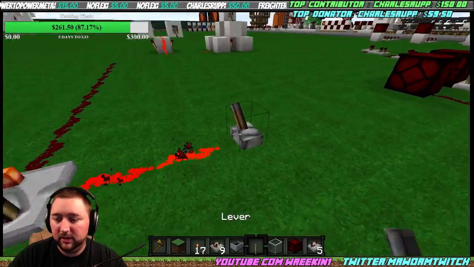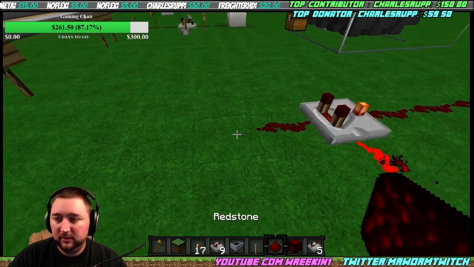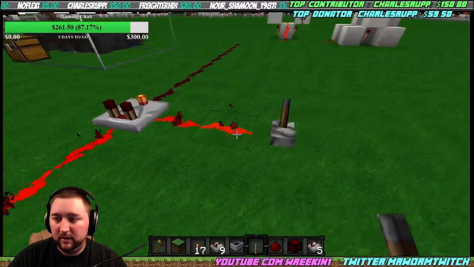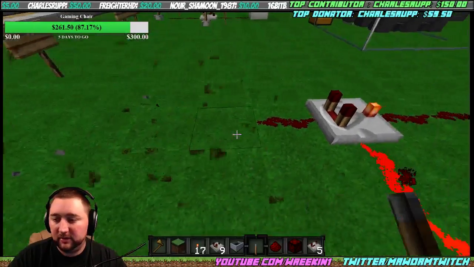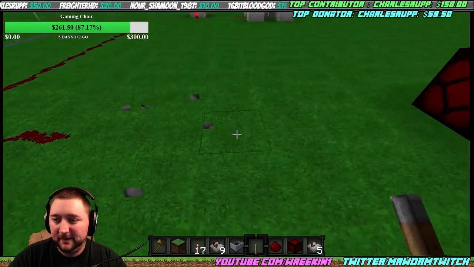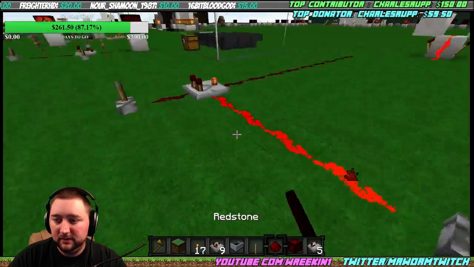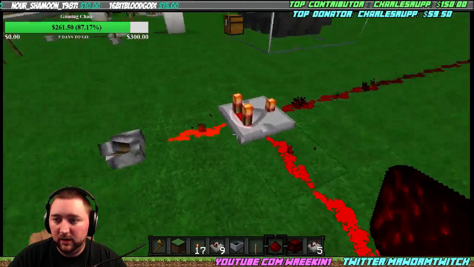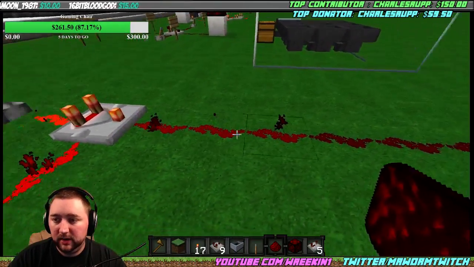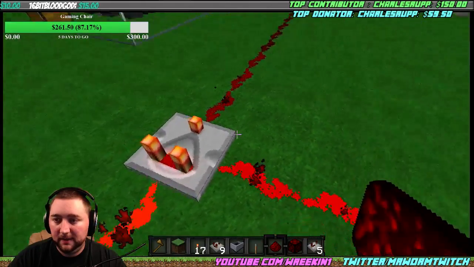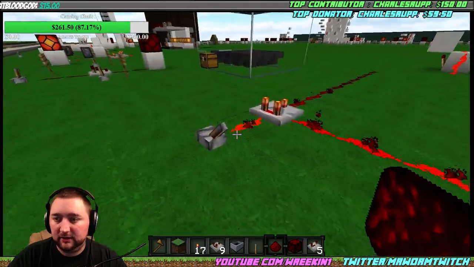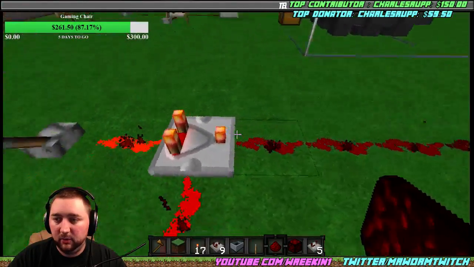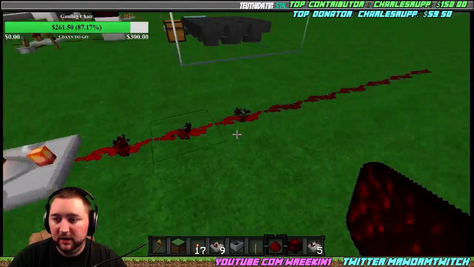So let's do this. Grab a lever, and let's grab some redstone, and push this back a little bit. Oh, wait, I pushed the wrong one back. Here we go. So now we've got 4 minus 1 equals 3. It just subtracts your secondary from your primary, and whatever the difference is, that's your output.